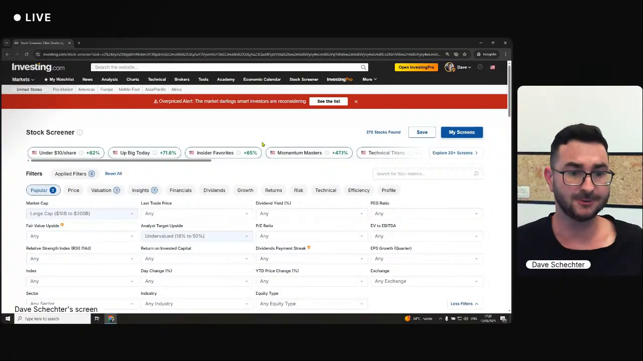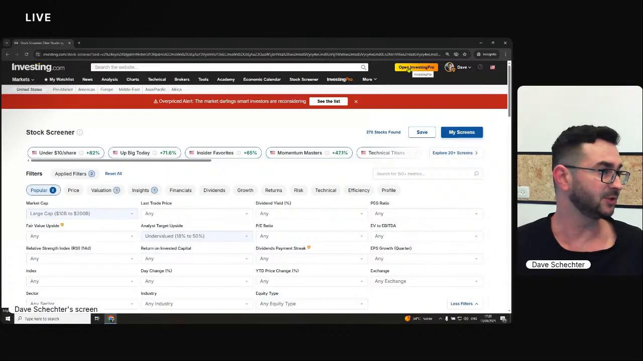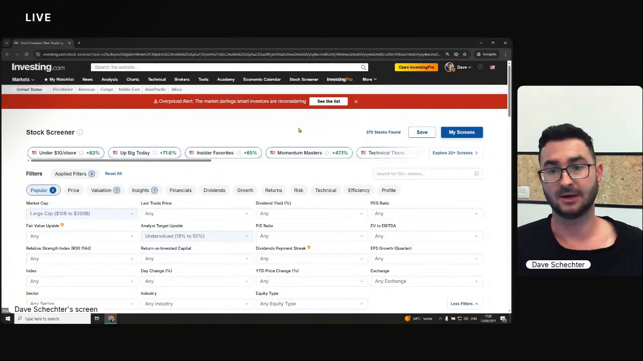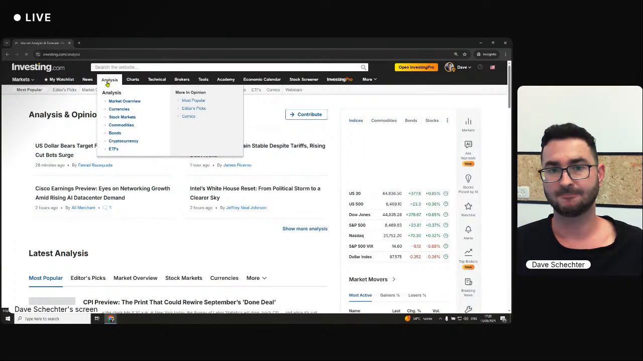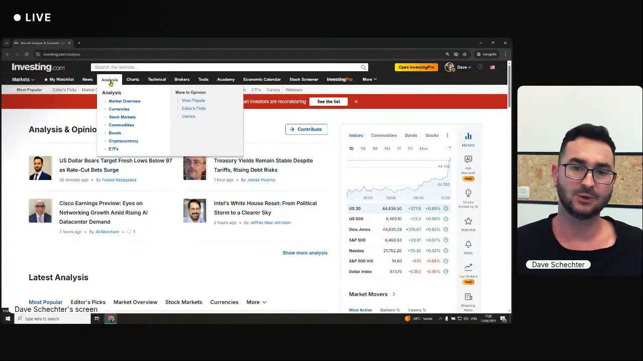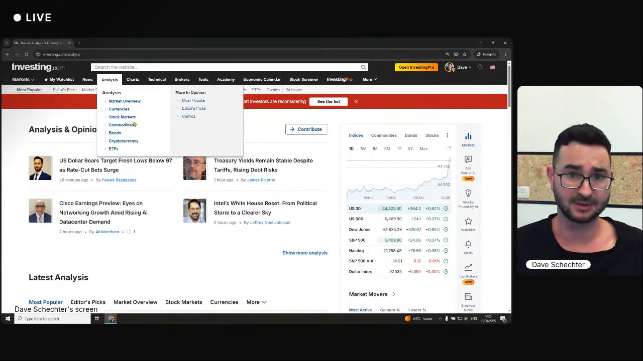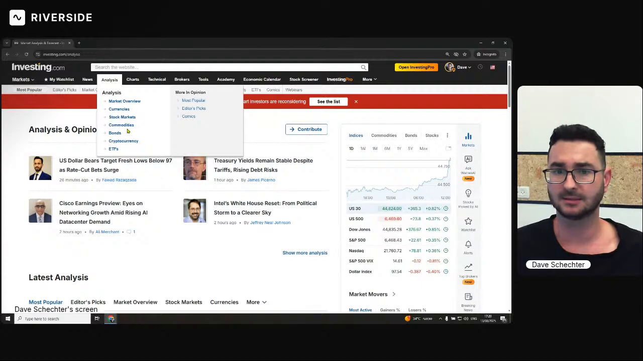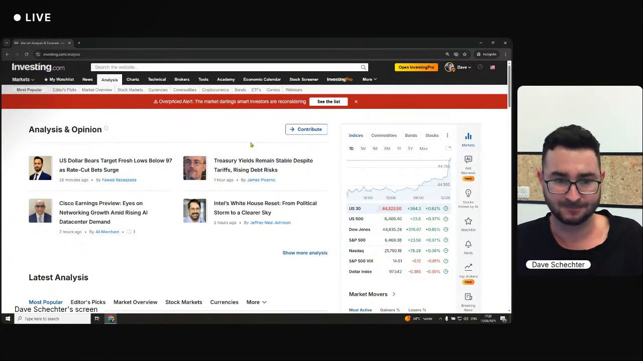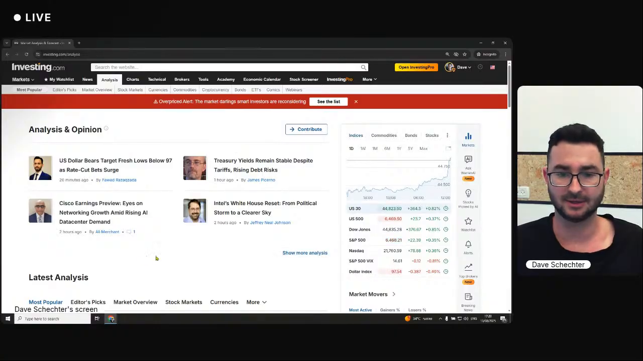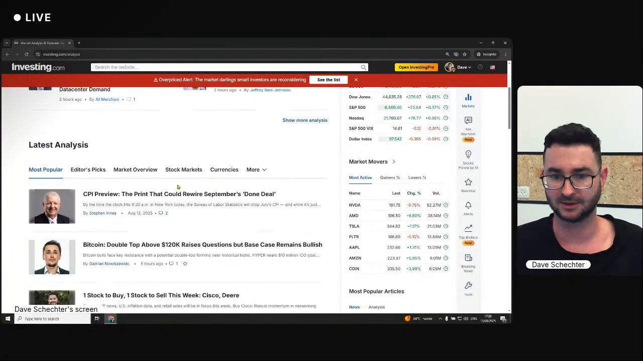So without further ado, why don't we go ahead and showcase the Investing Pro features. Sorry. Before I do, I did want to quickly show you something else that's pretty important. So in the top left corner over here, you have analysis. This is broken down by different themes like market overview, currencies, commodities, bonds, cryptocurrencies, ETFs, so on and so forth. I highly recommend that you go ahead and read the analysis that's available on our site.